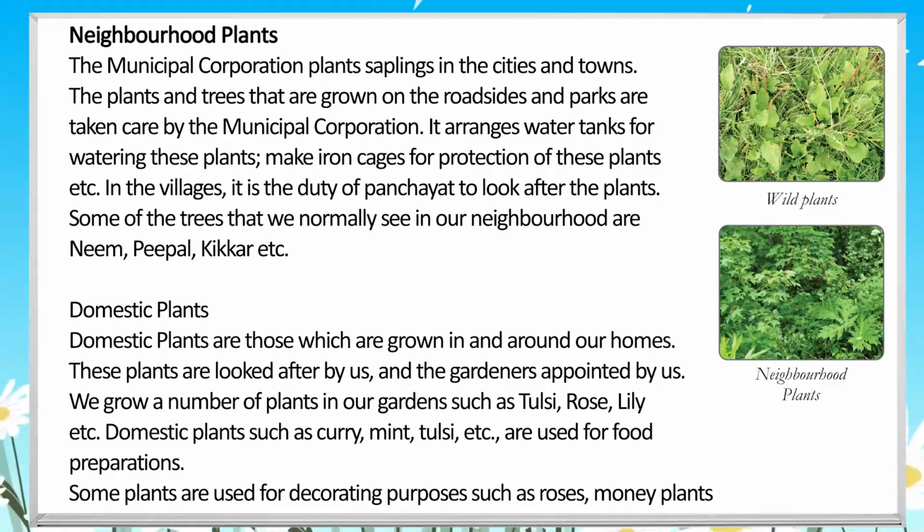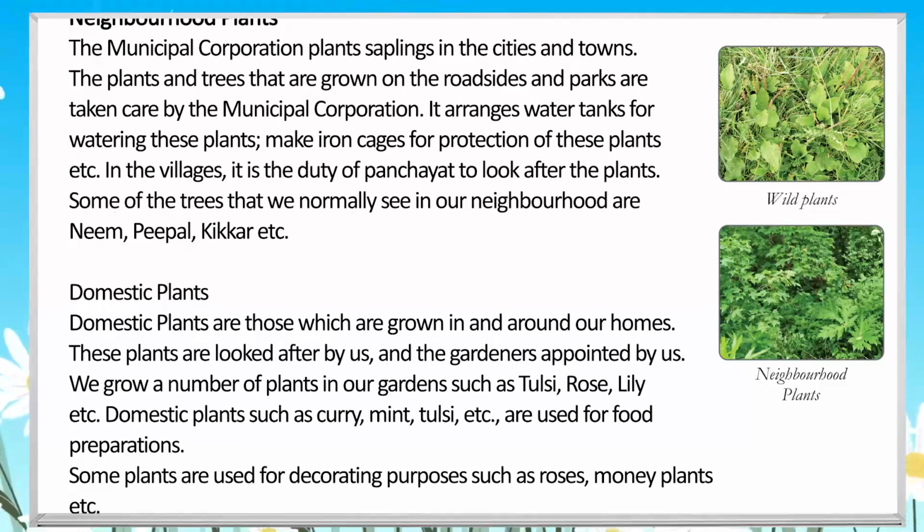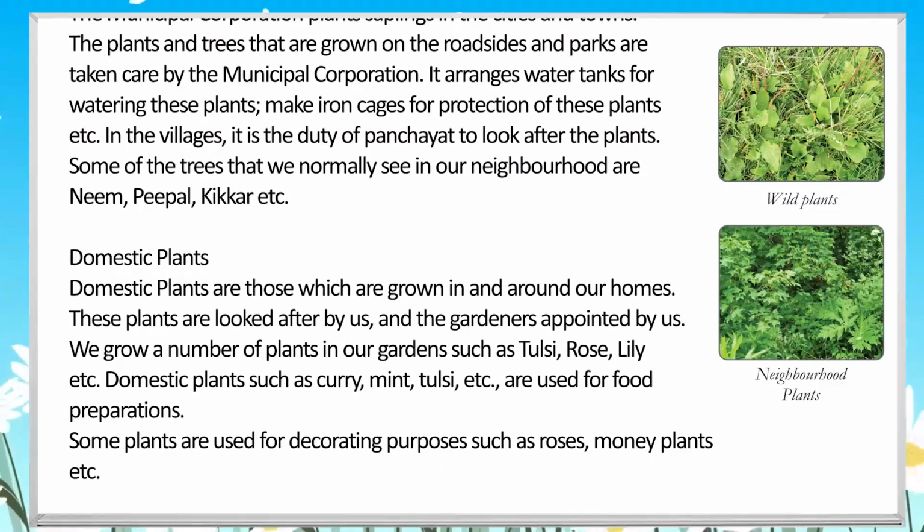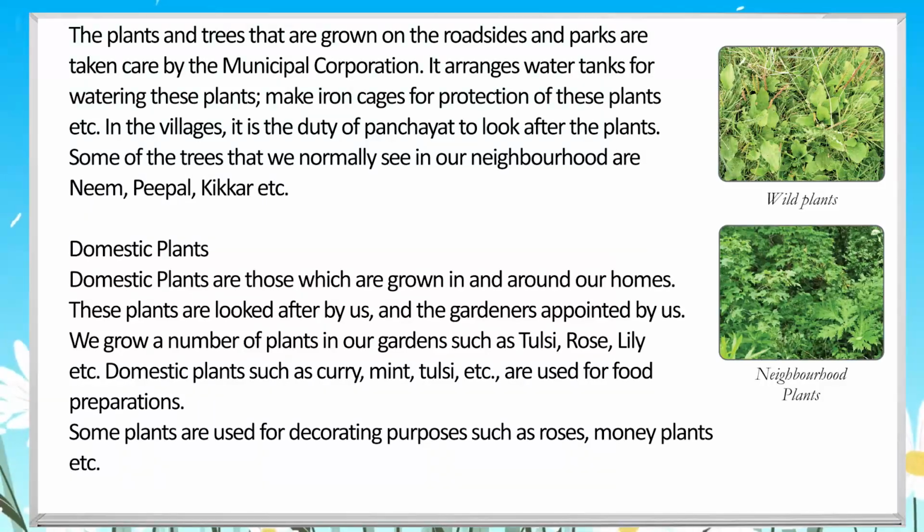Domestic plants are those which are grown in and around our homes. These plants are looked after by us and the gardeners appointed by us. We grow a number of plants in our gardens such as tulsi, rose, lily, etc. Domestic plants such as curry leaf, mint, tulsi, etc. are used for food preparations. Some plants are used for decorating purposes such as roses, money plants, etc.